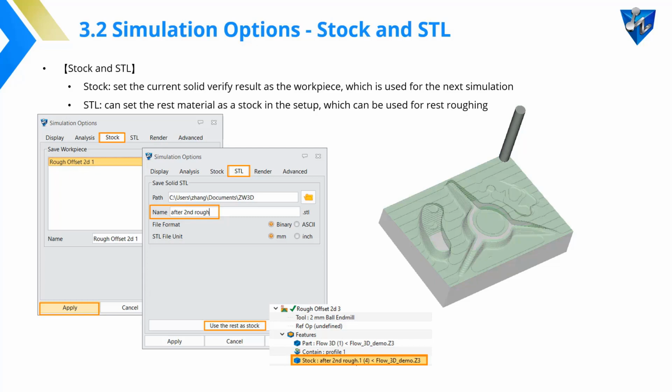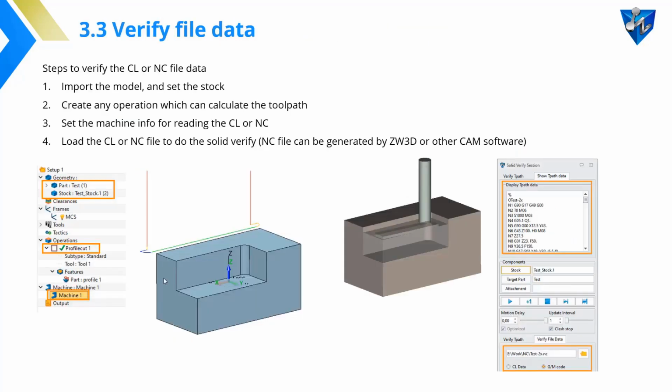stock class. We can specify it in the operation feature, which is for rest roughing, to take part in the toolpath calculation. Generally, if we just want it to be used for later simulation only, we can just choose to save it as a workpiece. But if we want it to be in the toolpath calculation, then we need to save it as a stock. Finally, ZW3D not only can verify the toolpath created in ZW3D, it also can verify the CL or NC file directly.